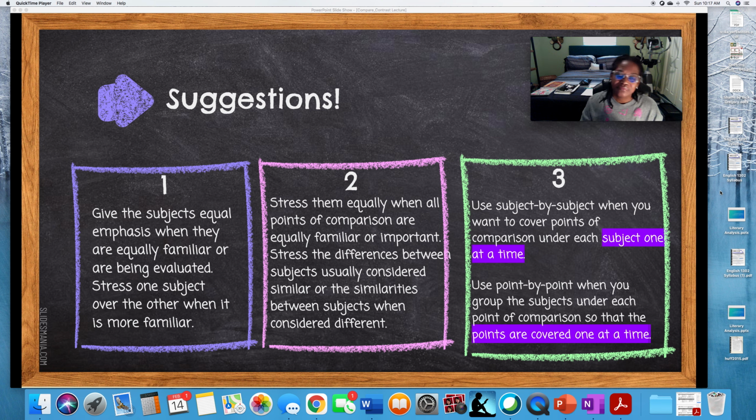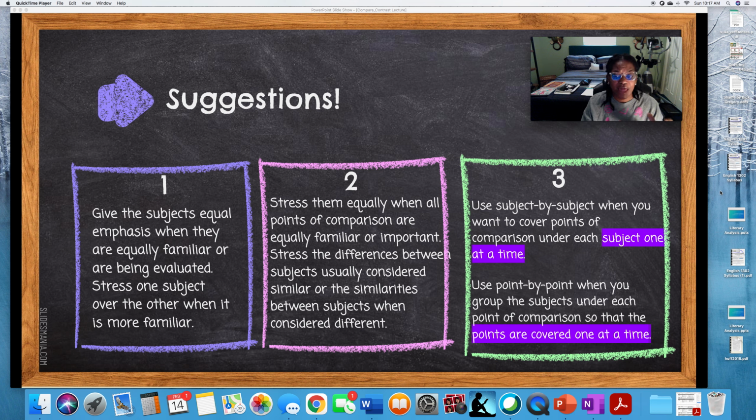There's no set of standards that you would choose when talking about one or the other. When you're using the point by point method, it just simply allows the reader to remember the two subjects because you're discussing them both at the same time.